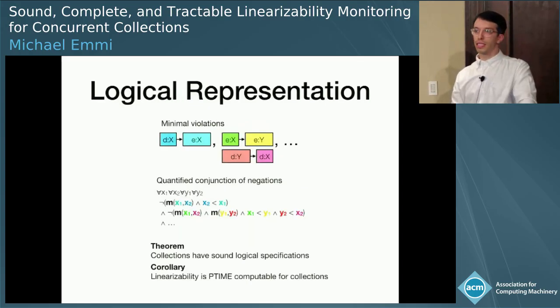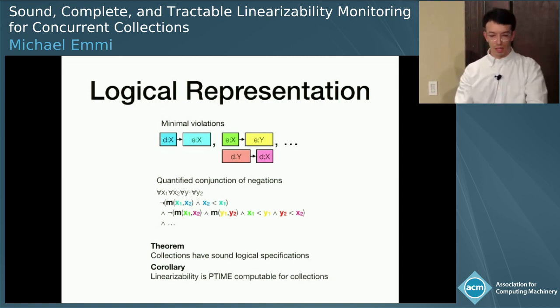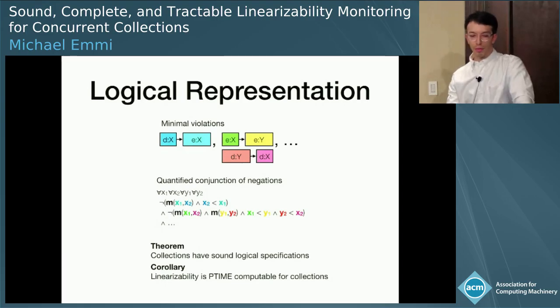So this is rather strong, and it leads us pretty much directly to a logical representation for collections, for any given collection, which is basically just a logical characterization based on the conjunction of negations of encodings of these bounded violations. So for instance, the first one that says a DQ is linearized before its matching NQ would be: x1 matches x2, and x2 is before x1. So we just want to negate that to make sure this pattern doesn't happen. So this gives a logical representation. And the theorem, again, combining all this together, is that collections have sound logical specifications. The corollary to this is that linearizability is polynomial-time computable for collection data types by reduction to Horn satisfiability.